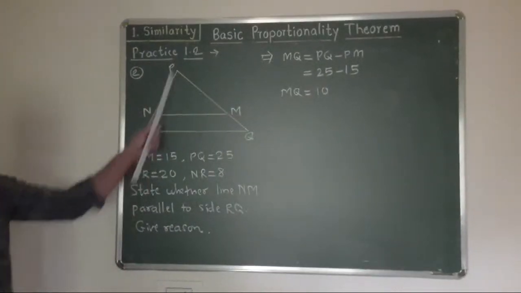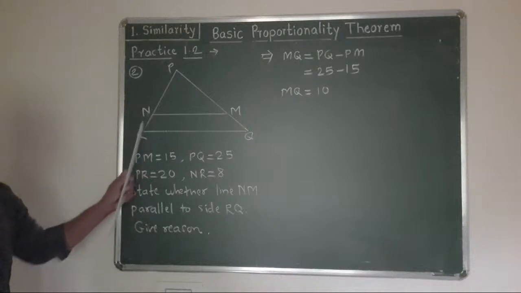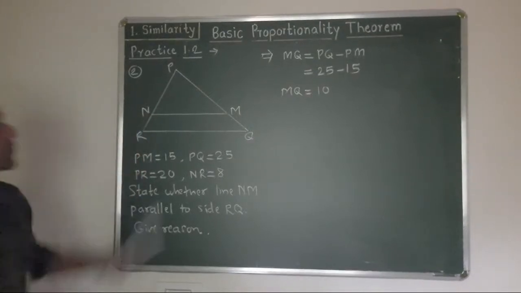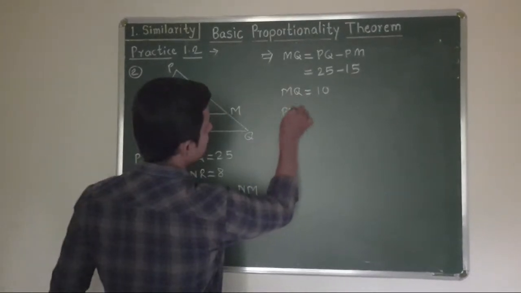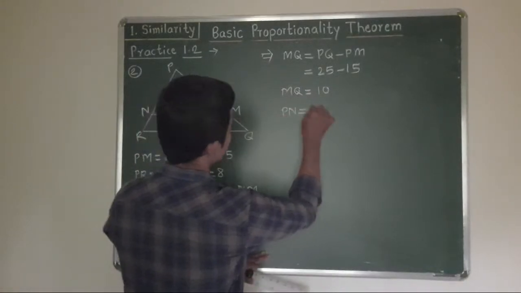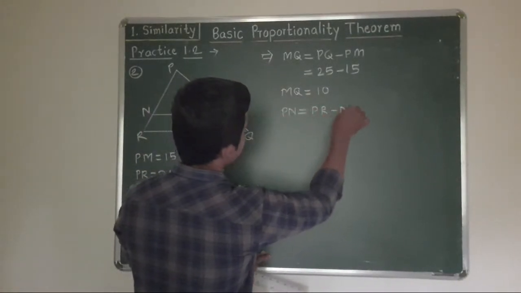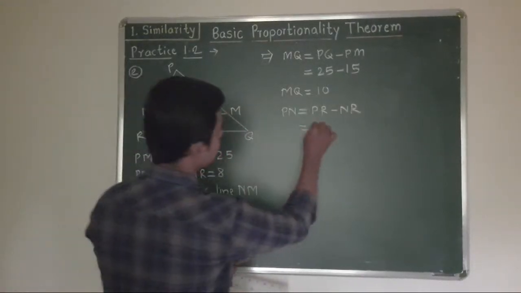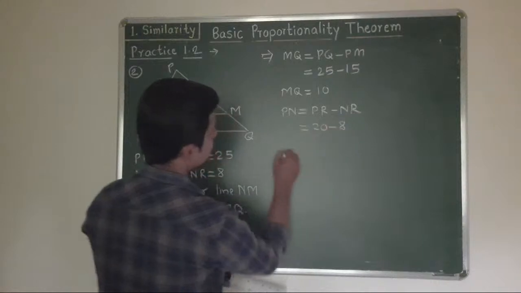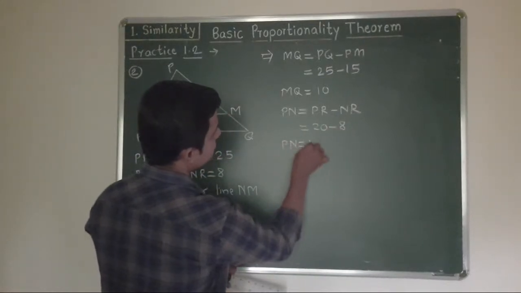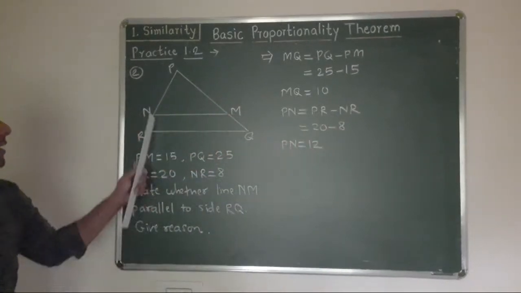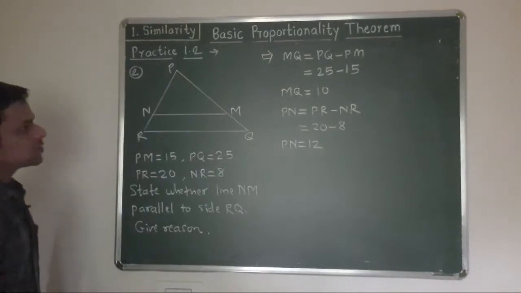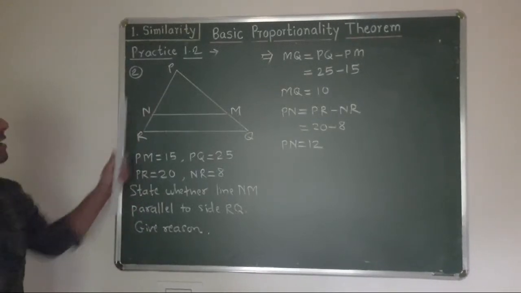Now similarly PR is given and NR is given, but PN is not given, therefore we can find PN as PR minus NR. Therefore PN is equal to 20 minus 8, that is 12. Means we got all the four segments: PN, NR, PM, MQ.